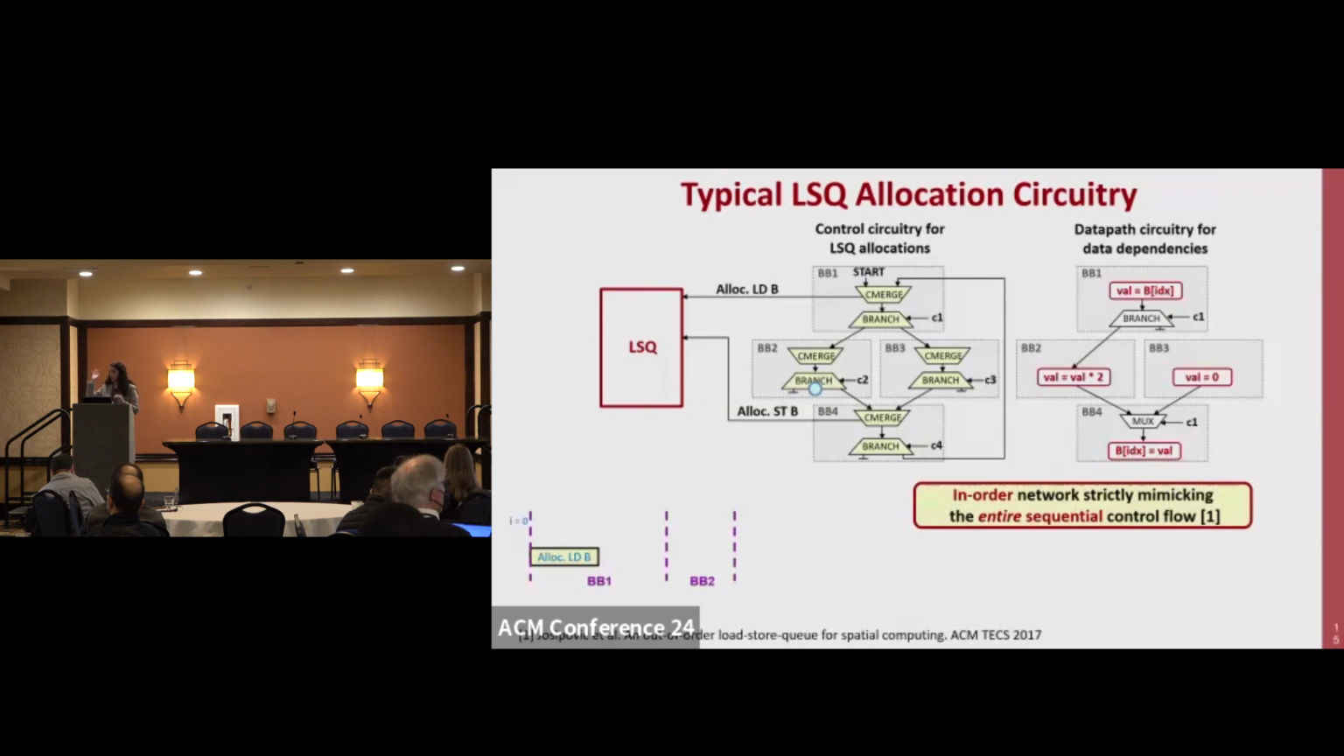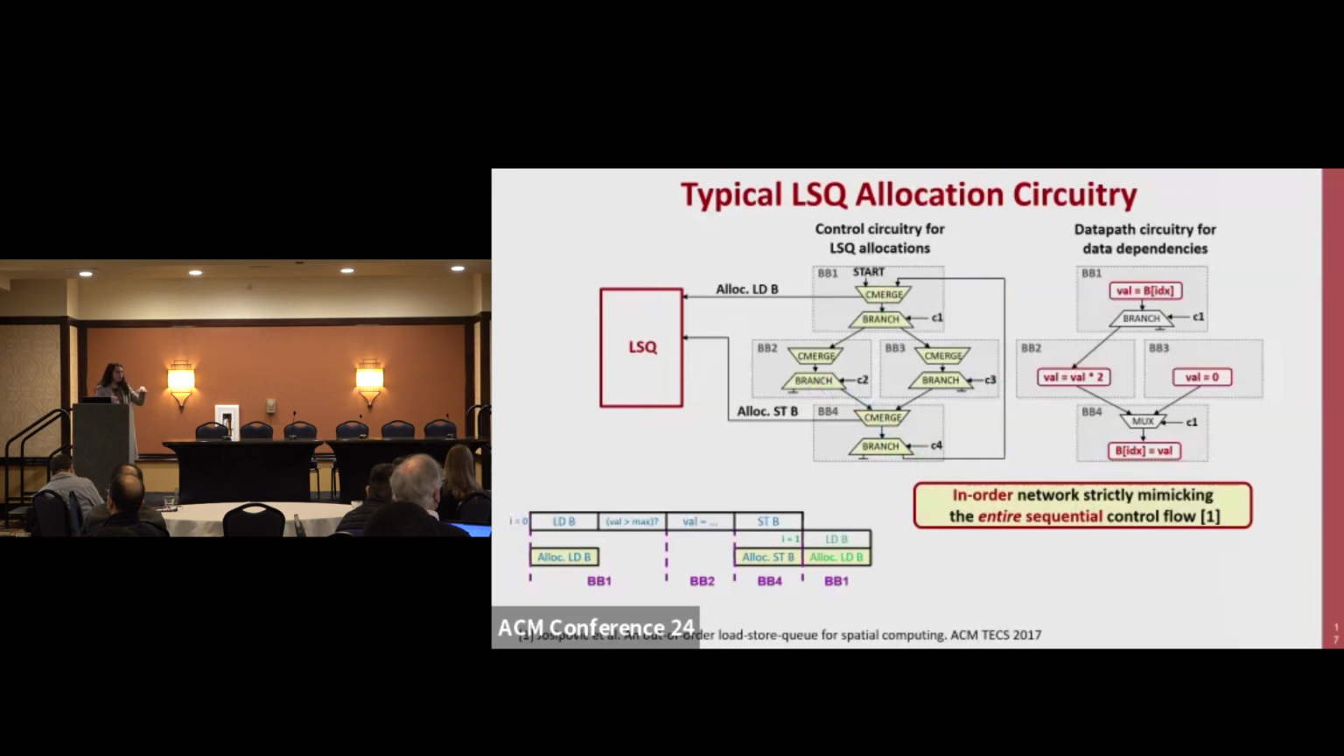In basic block 1, we have 1 memory operation, so we do 1 allocation. In basic block 2, we have no allocations. And then it continues, moves to basic block 4, computes the condition C4, and does the allocation of store B. And then it repeats again, starts a new iteration, the green iteration of the loop, and does a new allocation.